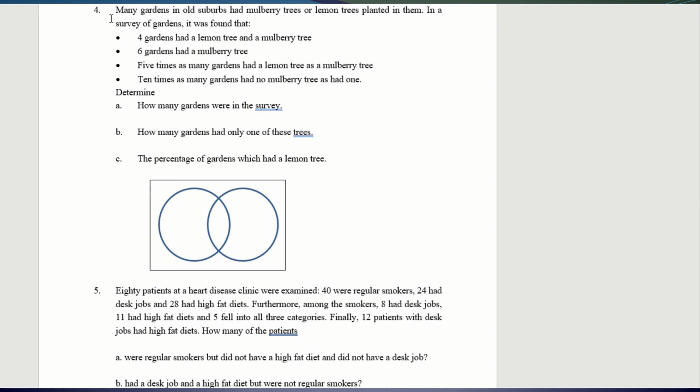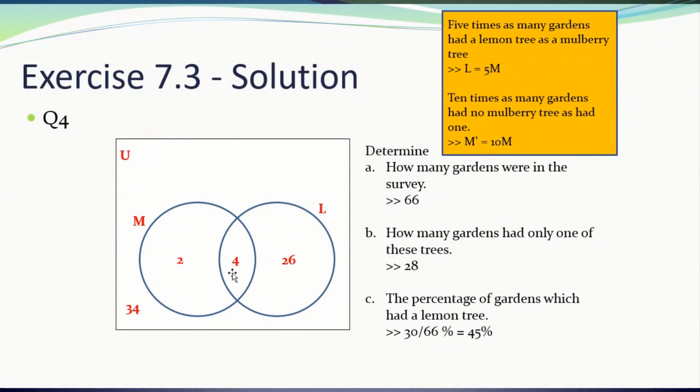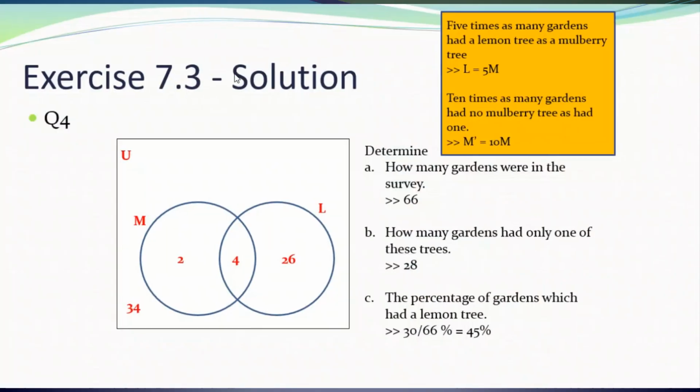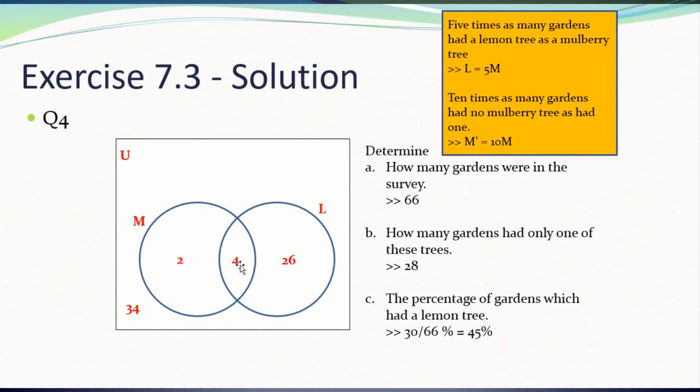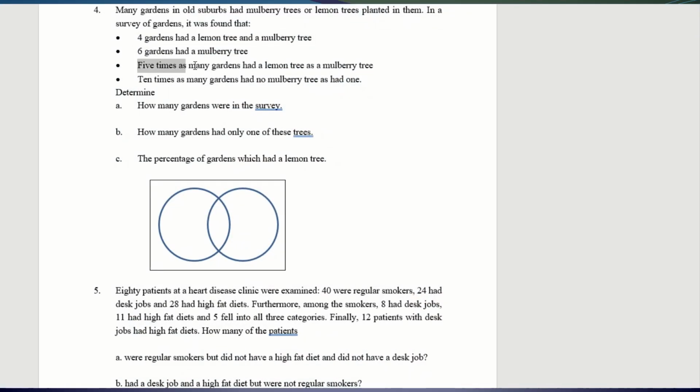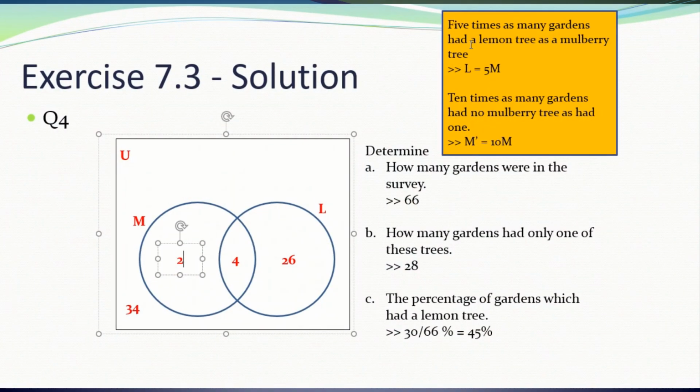Okay, so let's read the question. 4 gardens had a mulberry tree and a lemon tree. So basically 4 will go right in the middle. 4 had both. 6 gardens had a mulberry tree. So mulberry tree in total must be 6. So if this is 4, this will be 2. 5 times as many gardens had a lemon tree as a mulberry tree. So follow what I taught you. What is said first to the left. What is said second to the right. How many times to the right?